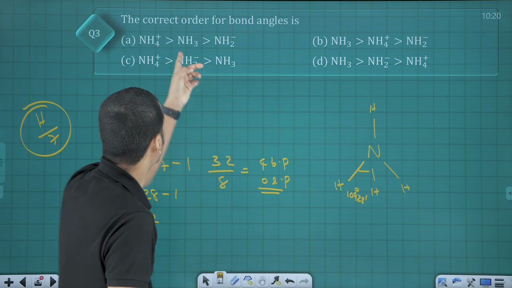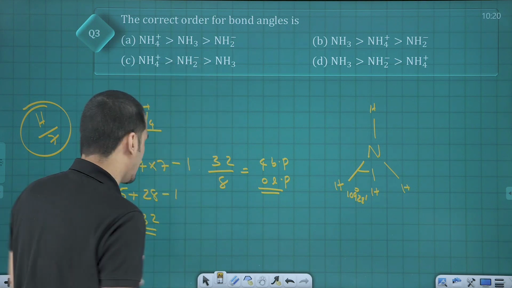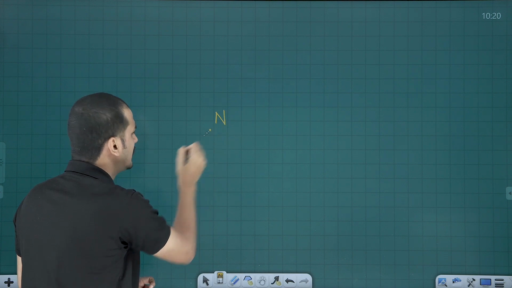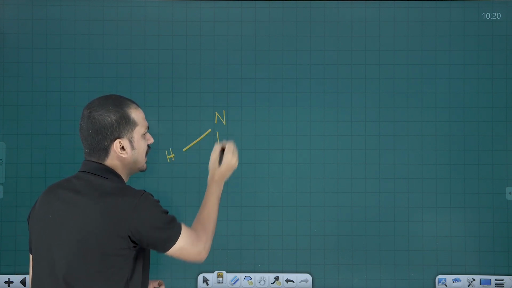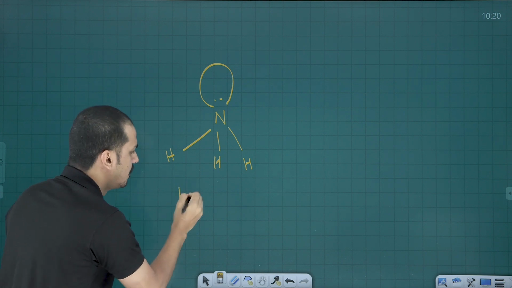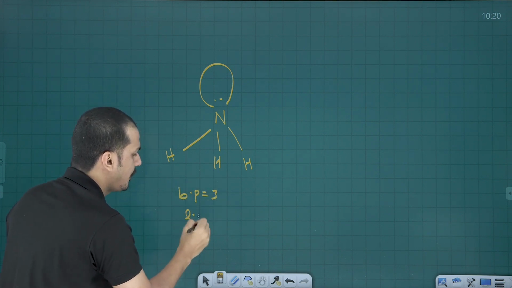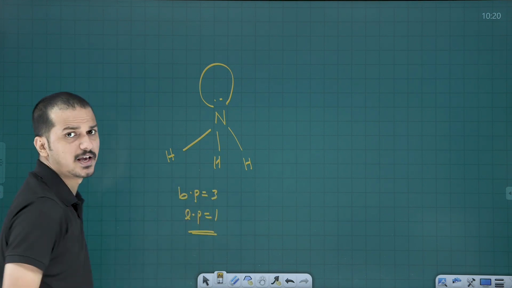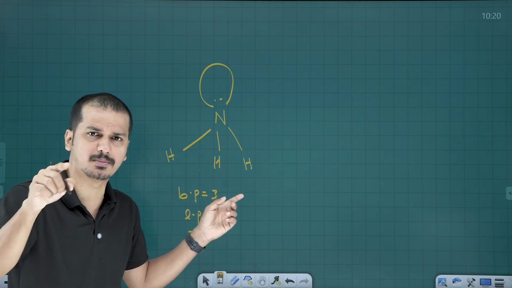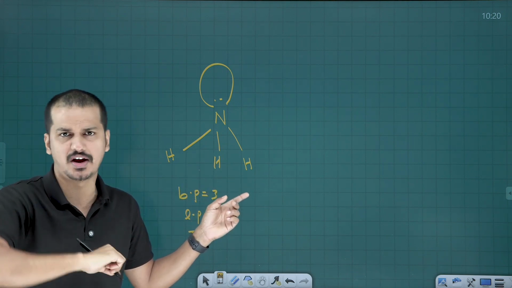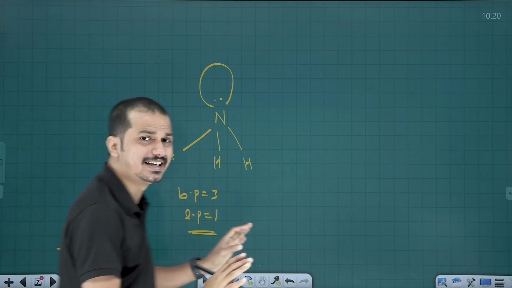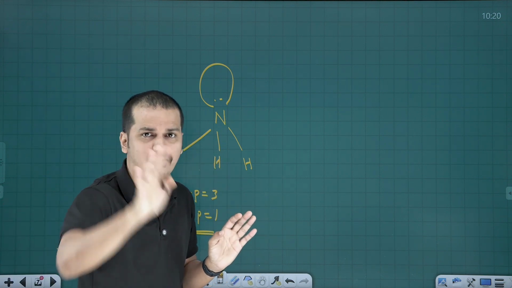Ready? And the second one, NH3. NH3 shape we already know, no need to calculate. This is NH3. How many bond pairs? Bond pairs equal to 3. Lone pair how many? 1. The bond angle will be less than 109 degree 28 minute, approximately 106 degree 45 minute. So 106.5 degree will come, or nearly 107 degree.